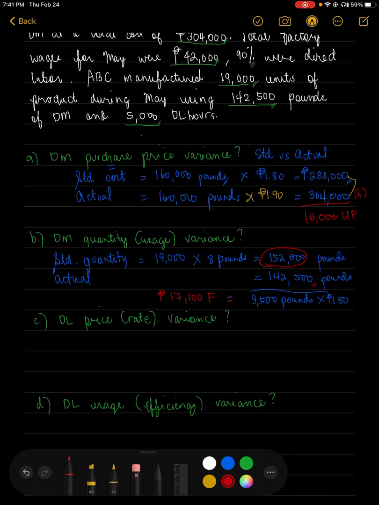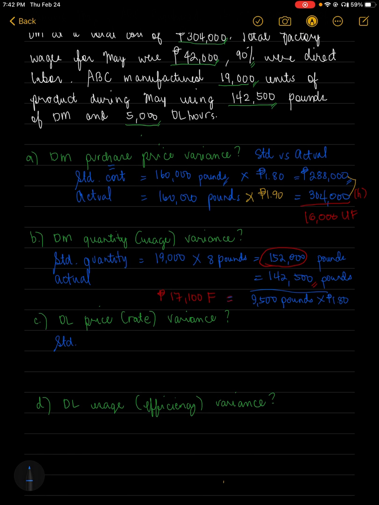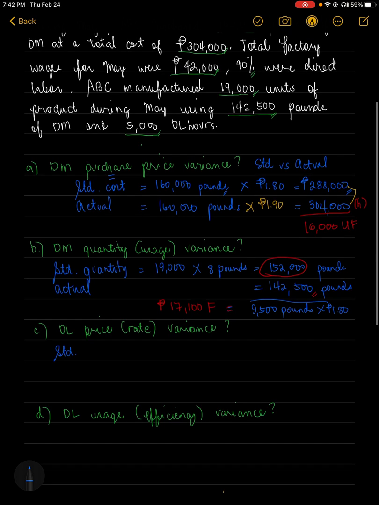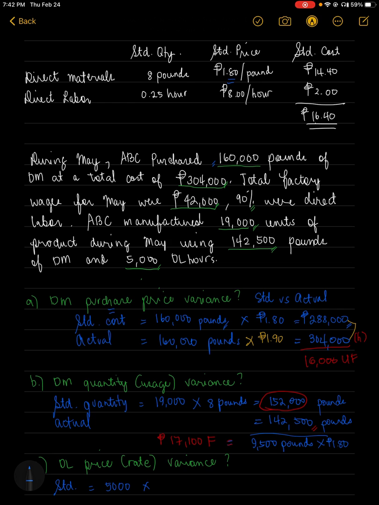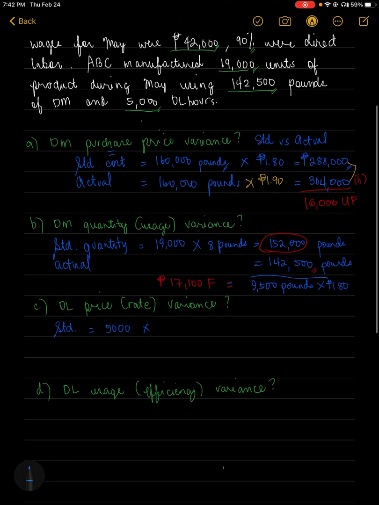Okay? The next question is about the variance pagdating naman po ng direct labor. So just like yung variances natin ng materials, same, we will be just comparing the standard and the actual, right? So how much is our standard? Ano yung standard natin dito? So based on the problem, the number of hours na nagamit is 5,000. Based on the problem, ang atin pong rate per hour is 8. Okay? So, 5,000 times 8 will give you 40,000 pesos.